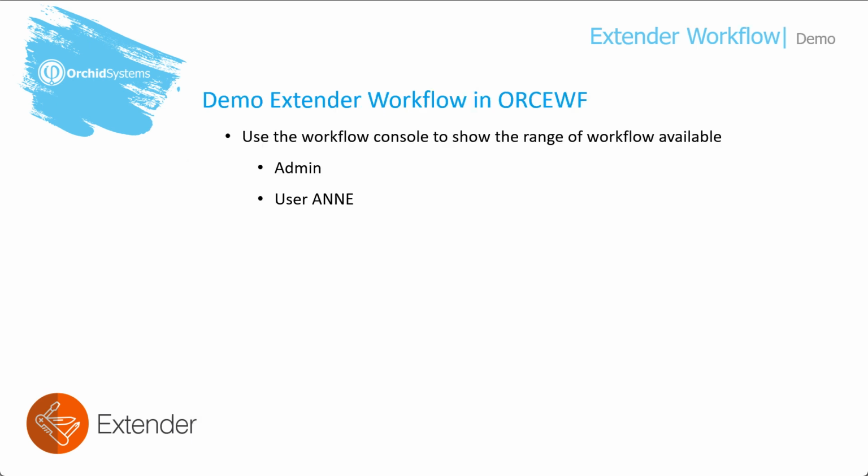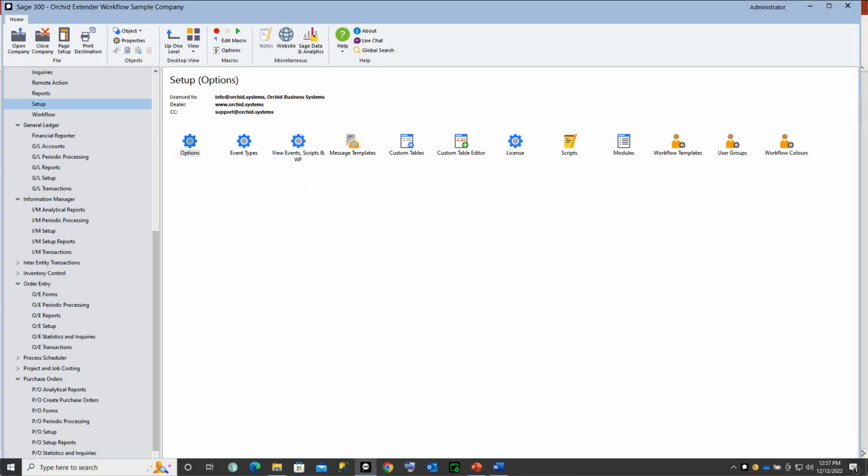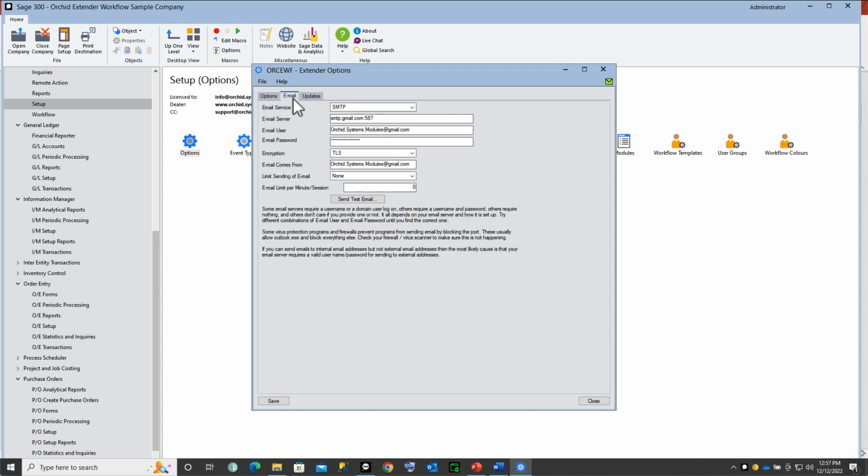So in this presentation, we're going to focus on using the workflow console to show the range of workflow available. Then we will just demonstrate in a little bit more detail 2 or 3 workflows. And then we will look at the workflow logs. We've loaded Orc EWF, which is a light blue database. Need to check in my options that I can send a test email.